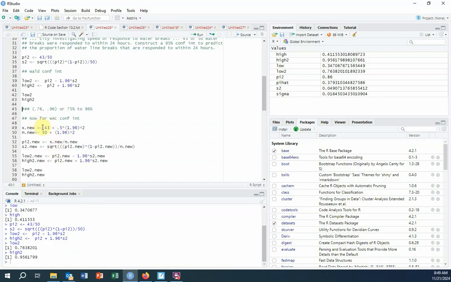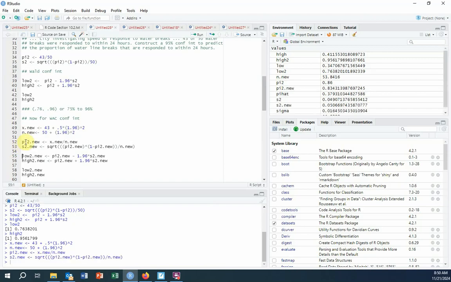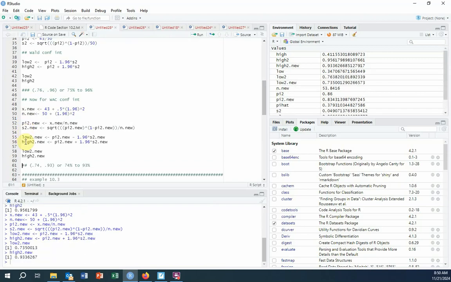Now, if I wanted to do a Wilson interval, instead of going with this proportion, 43 over 50, I'm going to take 43 and adjust it with that formula that we saw earlier. And I'm going to take my sample size, 50, and adjust it. This is just that z, the critical value, squared times a half. Then I can get a new proportion and a new standard deviation using those values and get my new confidence interval. And what do I get? I get about 74% to 93%.